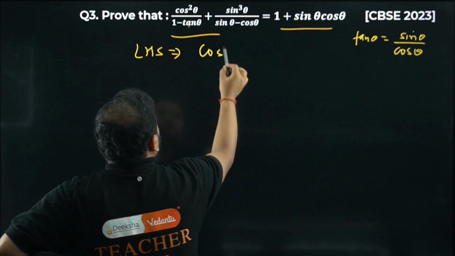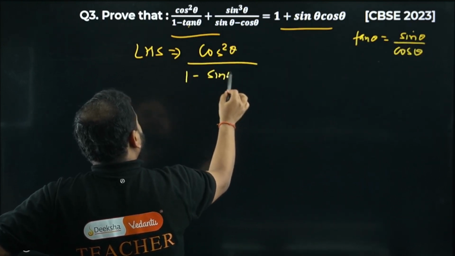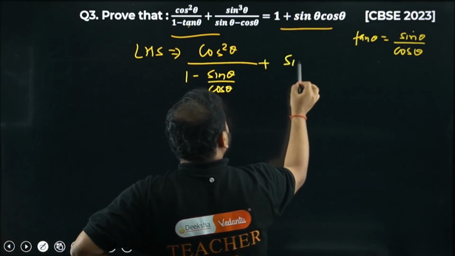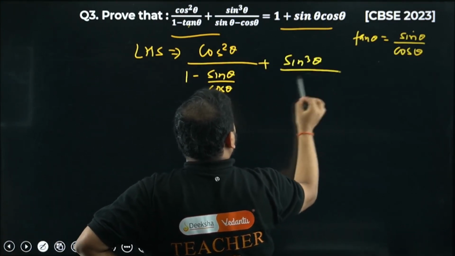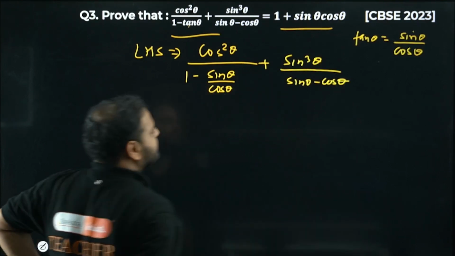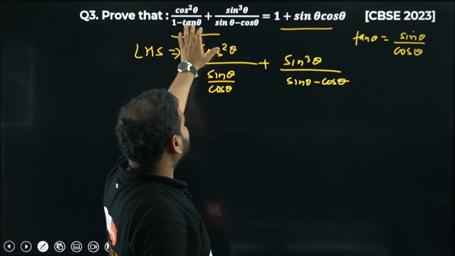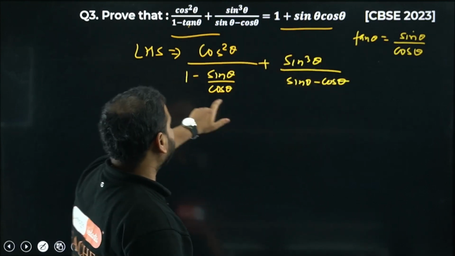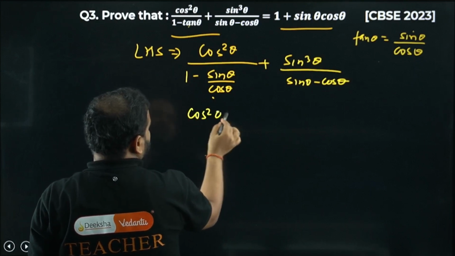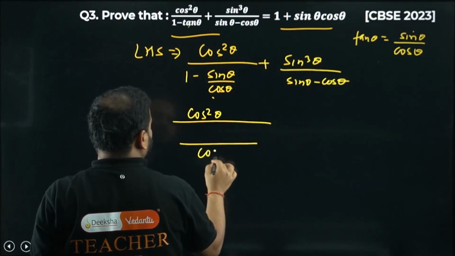Okay. Check here. Cos square theta upon 1 minus sin theta by cos theta, plus sin cube theta upon sin theta minus cos theta. Clear? Please check. I hope this is clear. Tan is written as sin by cos. Now we're going to do what? Take LCM over here. So it will become cos square theta as it is, divided by, take LCM, so it will become cos theta over here.